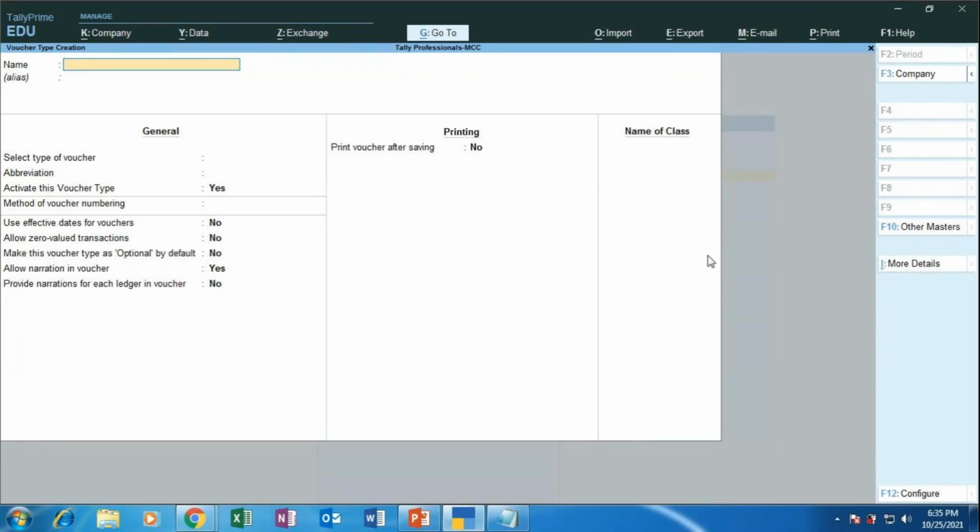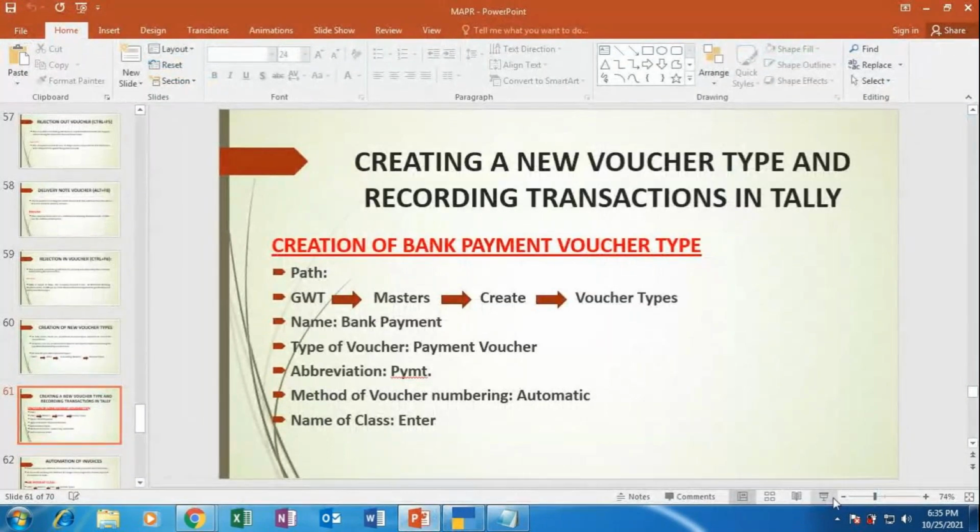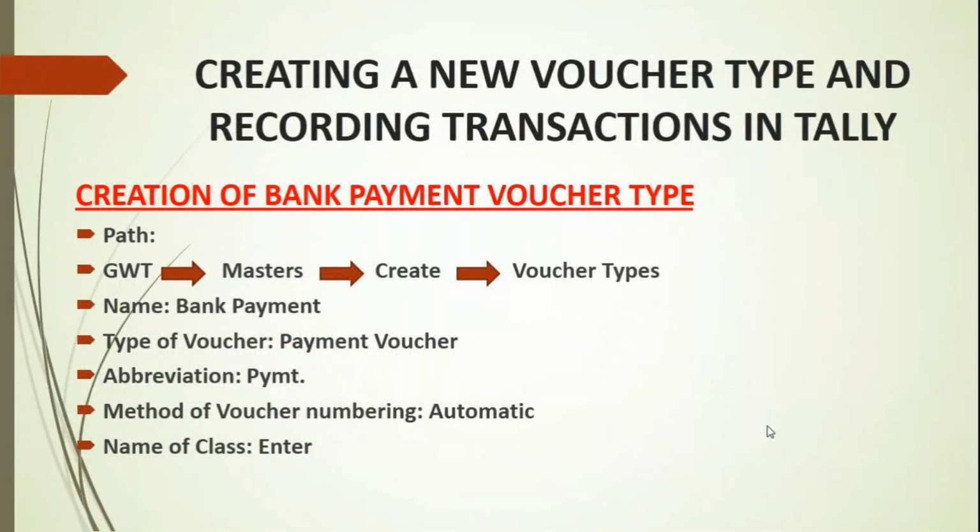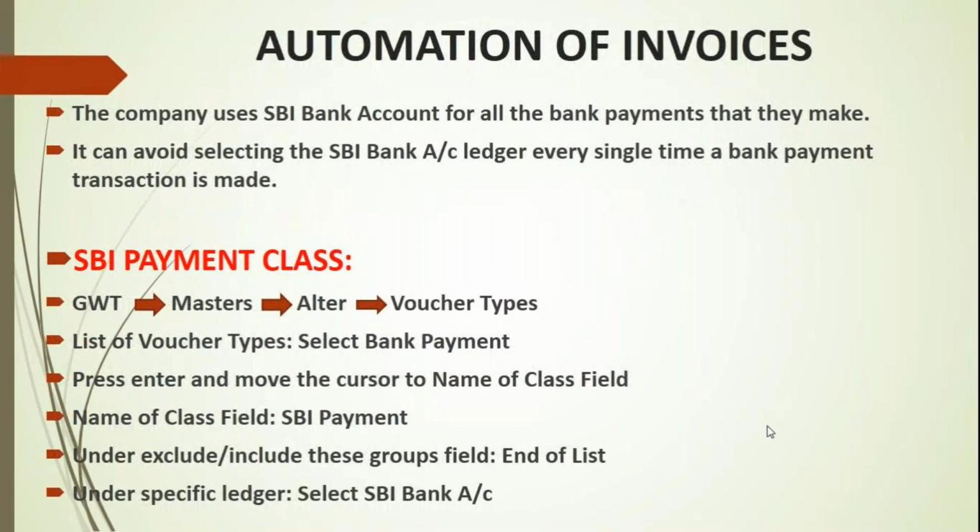Now let me go back to the presentation here. Yes. So the same thing we have given there, right? The type of voucher, payment voucher, the parent voucher, abbreviation, method of voucher numbering automatic, name of the class, enter. So here I've given SBI Bank. There I've taken ICICI, not an issue. You can choose any bank account. So the company uses the SBI Bank account for all the bank payments that they make. It can avoid selecting the SBI bank account ledger every single time a bank payment transaction is made.